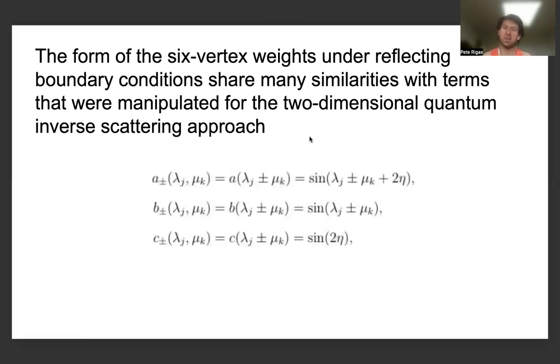And coincidentally, even the form of the 6-vertex weights comes into play in a similar but different way, like how a formula for the weights from the L operator in 2 dimensions can be used to establish some type of integrability condition for the inhomogeneous Hamiltonian flow, because the form of the 6-vertex weight under reflecting boundary conditions shares many similarities with the terms that were manipulated for the 2-dimensional quantum inverse scattering type approach.